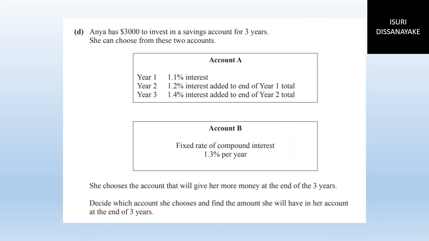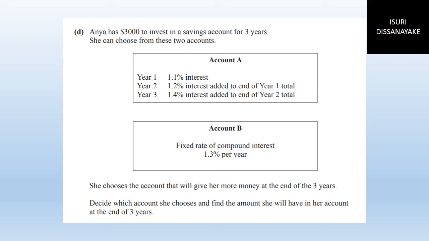This is a past paper question. It says Anya has 3,000 to invest in a savings account for 3 years. She can choose from these two accounts. Account A is not simple interest. The interest is charged on a yearly basis separately. Account B is compound interest and the interest is charged at 1.3% per year.